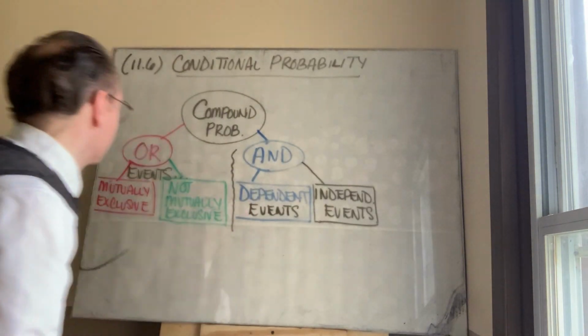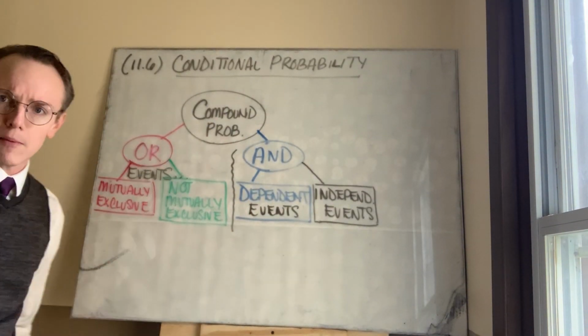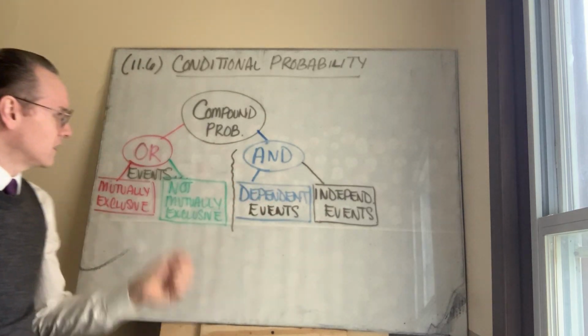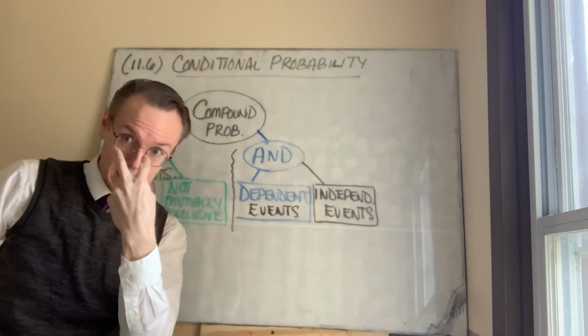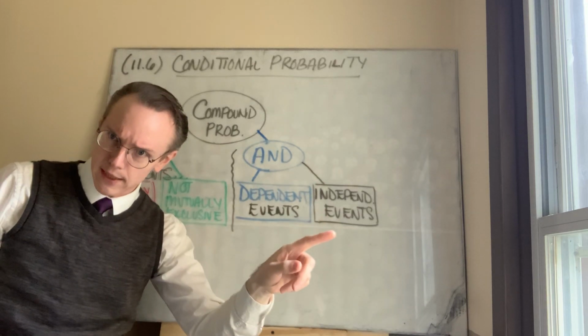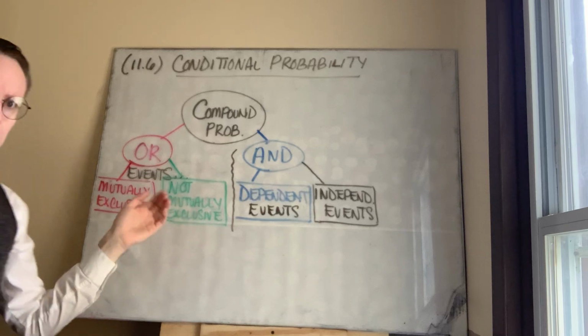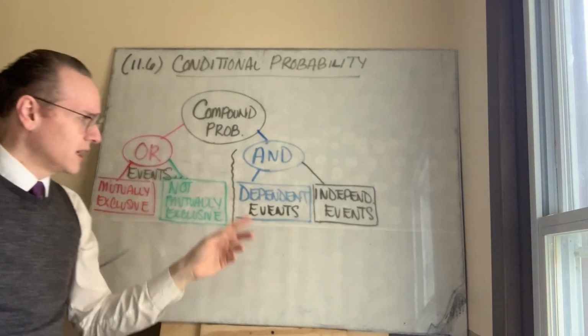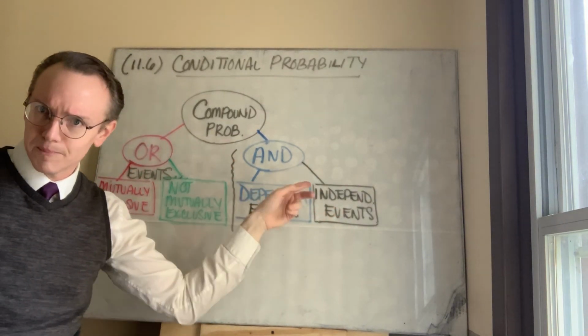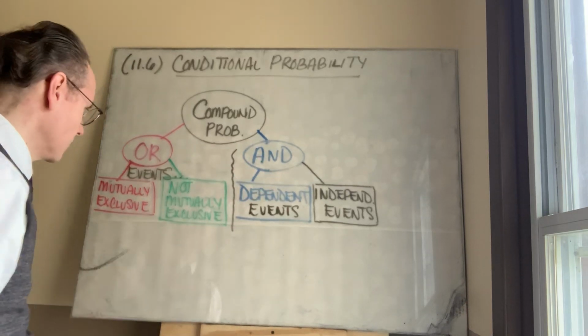Okay? So here's the first thing. Do remember that in terms of compound probability, there are basically two types, the or and the and type. If you could spot those two words, you're already ahead of the game, because then you could just define it as either mutually exclusive or not mutually exclusive in the or case, and dependent or independent in the and case.